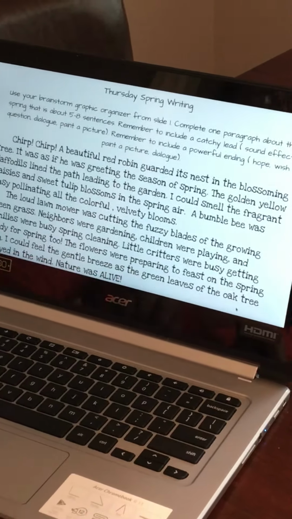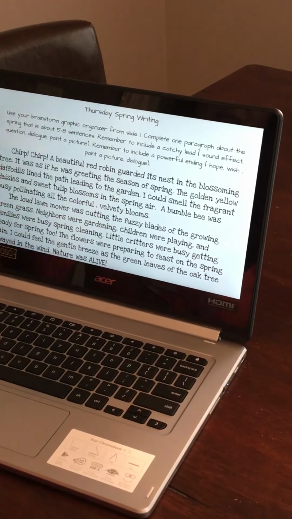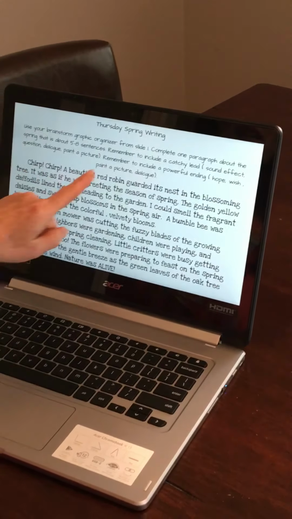And then, just to read you, I'm getting close to the end of my spring writing. It says, "The flowers were preparing to feast on the spring rain. I could feel the gentle breeze as the green leaves of the oak tree swayed in the wind." Now, it does say up here in the directions to include a powerful ending, a hope, a wish, paint a picture, and I hope you can identify that I have really been trying to paint a picture in your mind. So my powerful ending is, "Nature was alive."